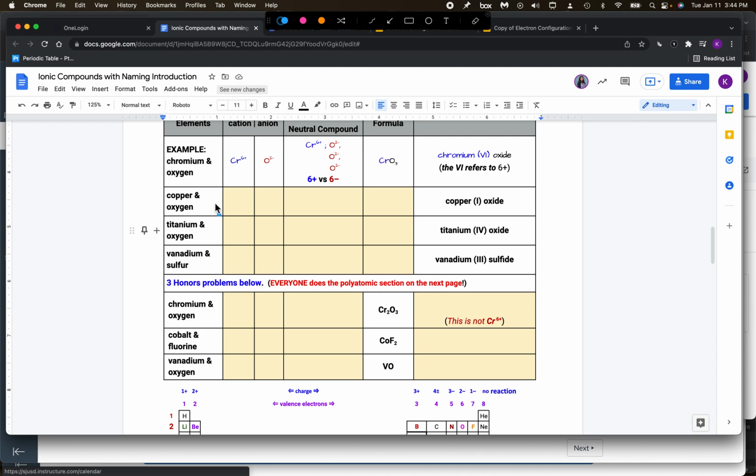So in this case, I don't know how to do that. I'm trying to make my pen smaller. I have copper and I have oxide, which is 2 minus. I have a Cu 1 plus, Cu and O 2 minus, and then I know that this will be Cu and O, it'll just have some numbers in it.